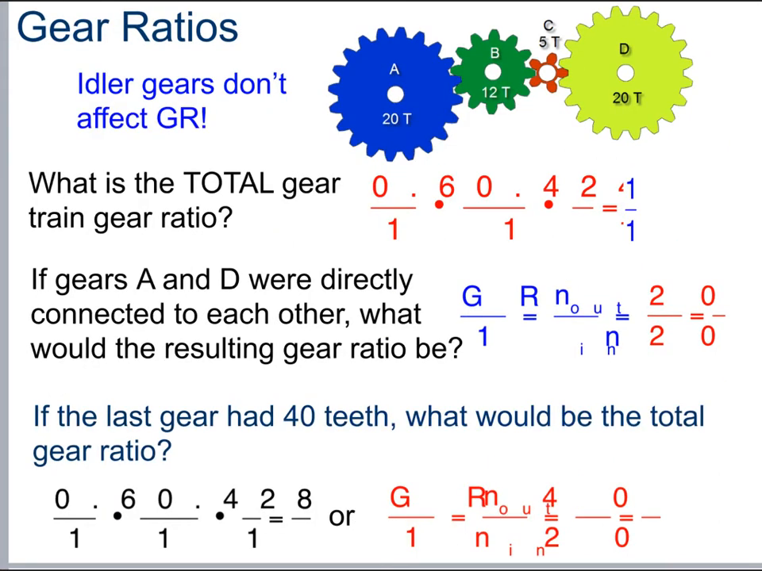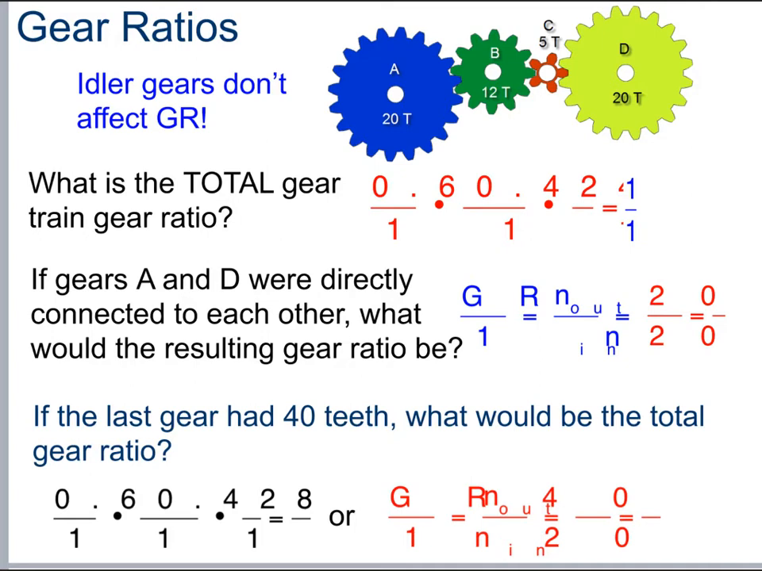It's important to note that idler gears do not affect gear ratios. If you look at this example, what's the total gear train gear ratio? So I have 12 over 20 times 5 over 12 times 20 over 5. Notice the idler gears in the middle, both gears B and C, when you go to do the multiplication for the total gear ratio, those ratios in the middle would end up canceling out.